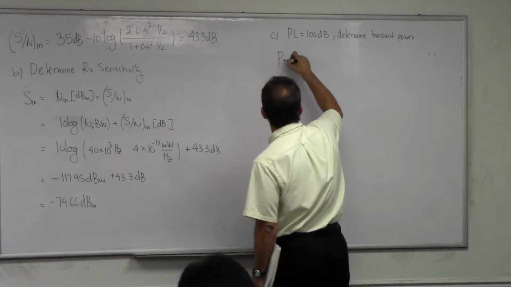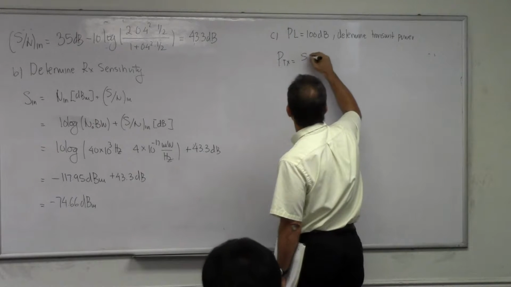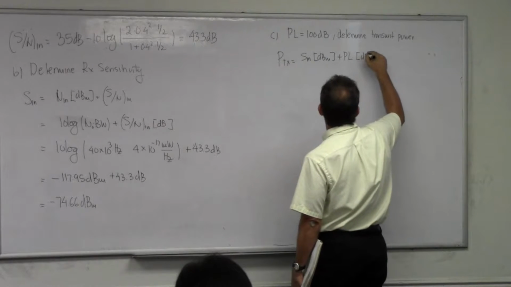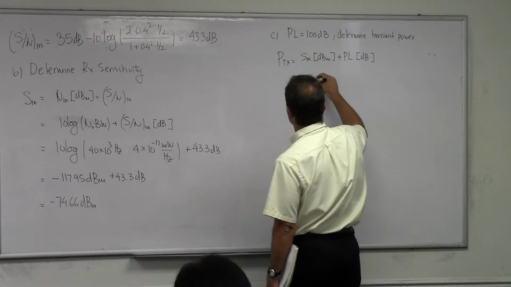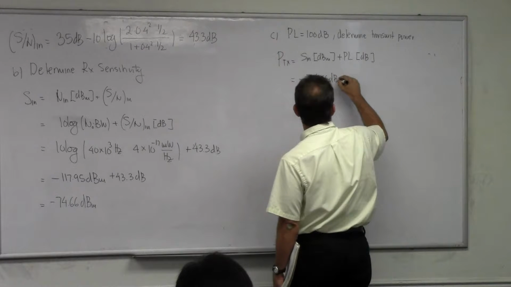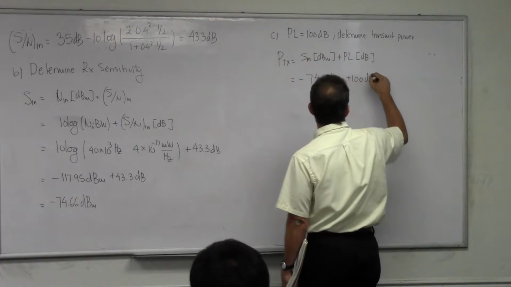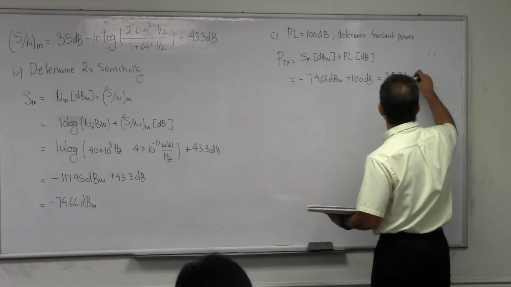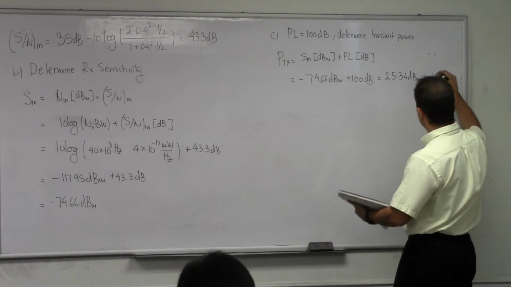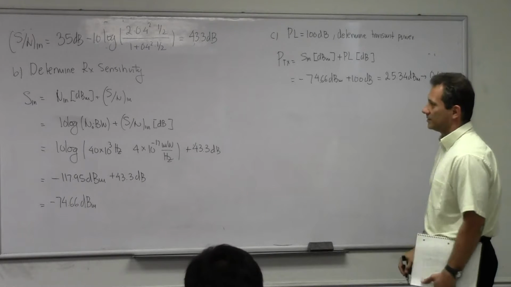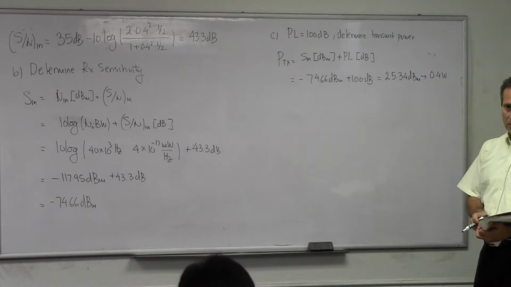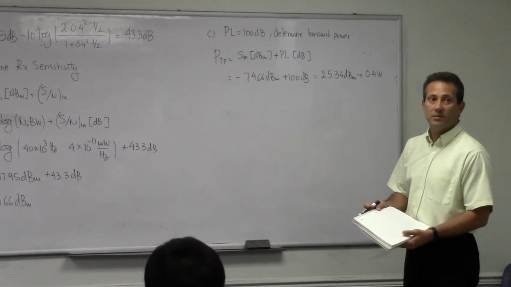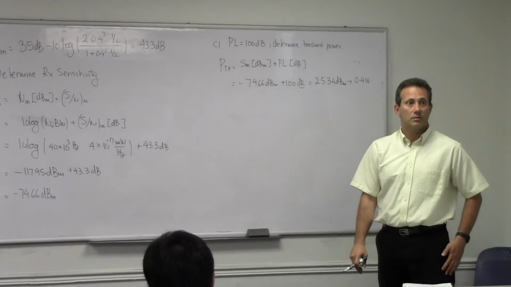Well, the transmit power, PTX, is going to be your S in dBm plus the path loss in dB, which in our case here is minus 74.66 dBm plus 100 dB, and this gives me 25.34 dBm. I usually convert that into watts at the end to get a better understanding. So it's a little bit shy of half a watt that I need to transmit so that I can overcome 100 dB of path loss. Go ahead. Any questions? No?